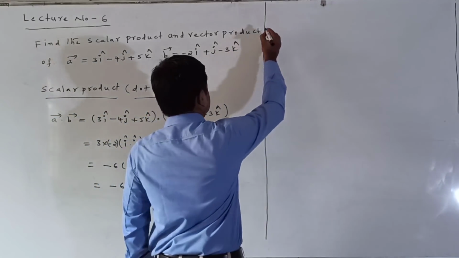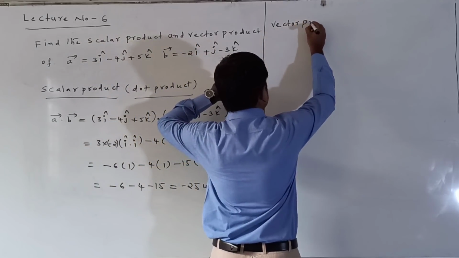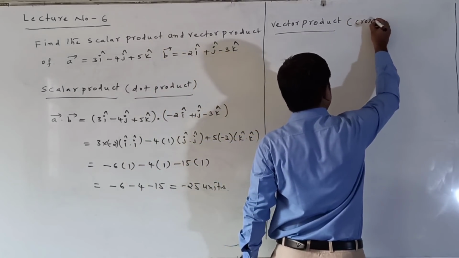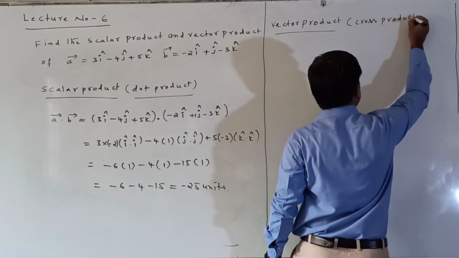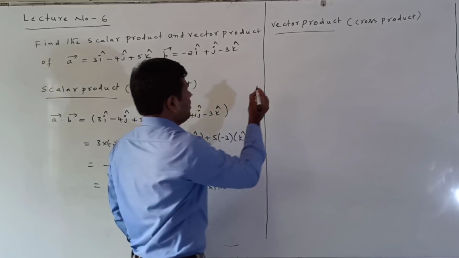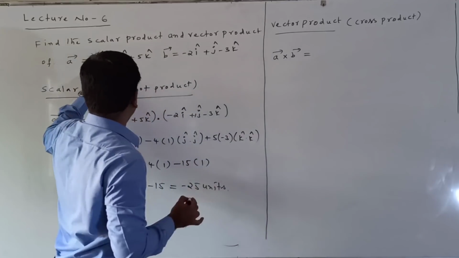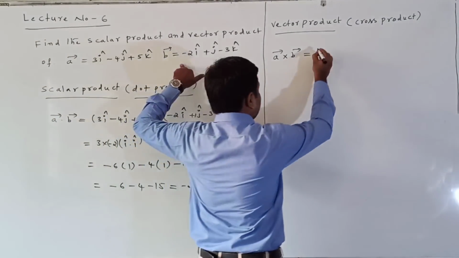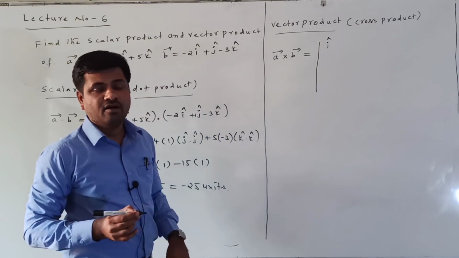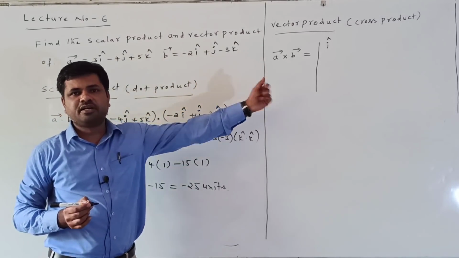Next, we find the vector product. Vector product is called the cross product. How to find the cross product here? a bar cross b bar, they are asking. a bar we already know, b bar we already know. Now what do we write here? I am using the determinant method. This is a simple method for finding the cross product or vector product.